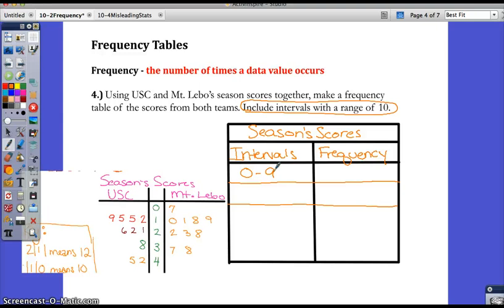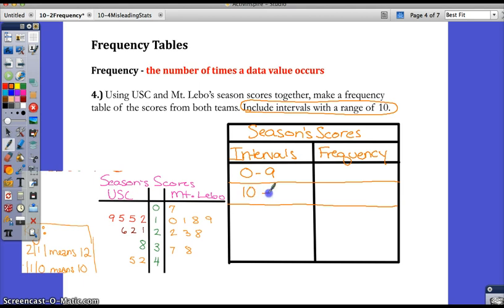Your next interval then should pick up right after that. If we start here with 9 and then go to 17, the problem with that is, what if you have a score of 9? Does it fall in this category or this category? So you can't repeat them, okay? So we're going to pick up at the next integer. All of our scores are integers, so that's why we're using integers.